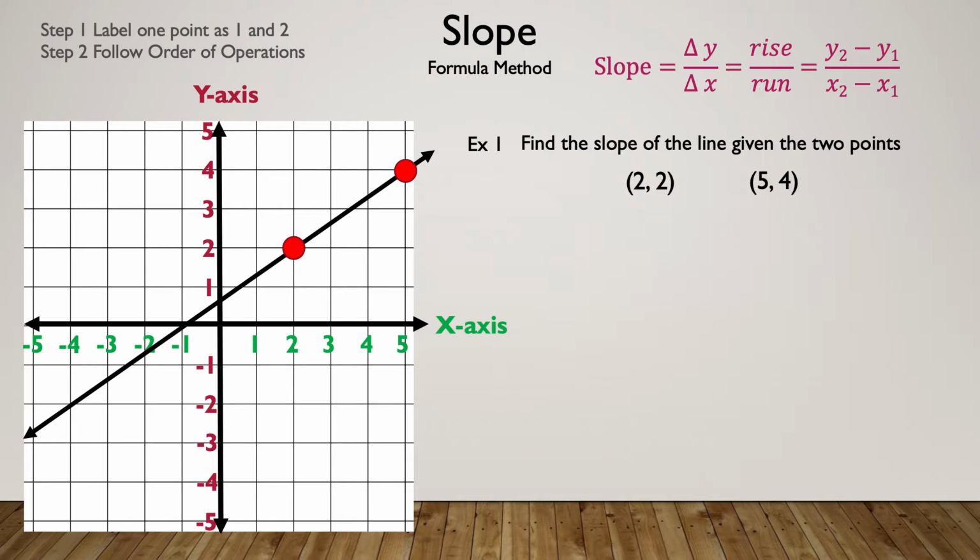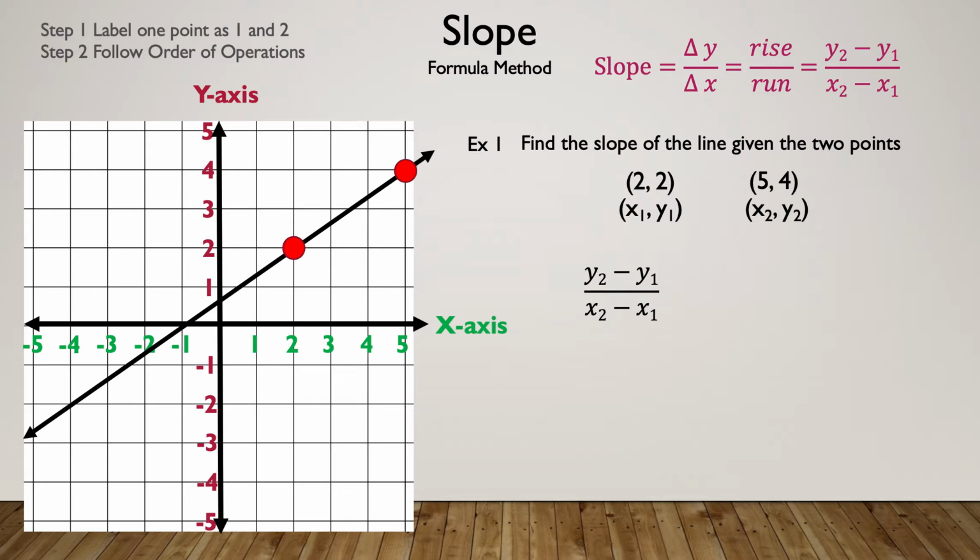Let's read the question. Find the slope of the line given the 2 points (2, 2) and (5, 4). So now we have to decide which one's point 1 and which one's point 2. So let's make (2, 2) as point 1 and (5, 4) as point 2. So now we have the formula on the screen. And now all we have to do is substitute each number into the correct spot. So let's go ahead and get started with that.